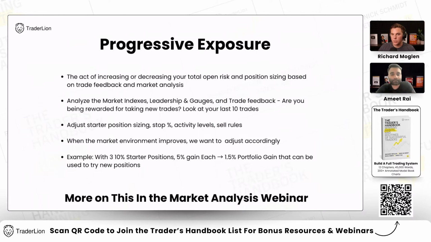What's your win rate? What's the average gain over the last 10 trades? Is that in line with your normal stats? Is it better? Is it worse? And basically ask yourself, is the market environment good for my style right now? And then based on that analysis, adjust your start position sizing, your stop percentage, your activity levels, if you're even going to be taking trades.